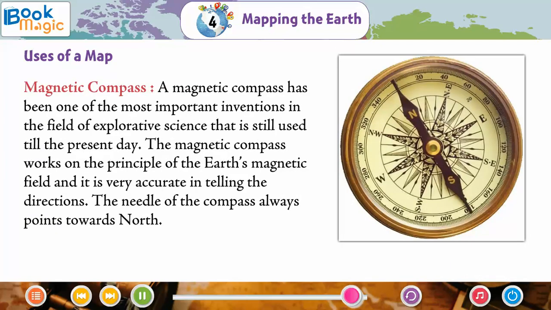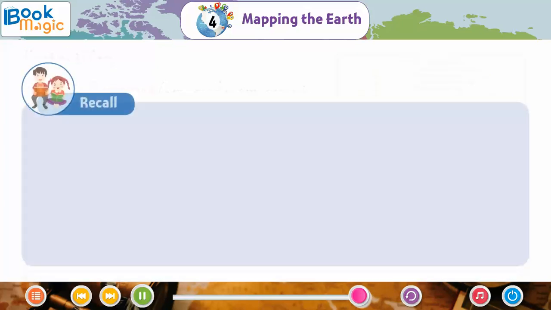Magnetic compass. A magnetic compass has been one of the most important inventions in the field of explorative science that is still used till the present day. The magnetic compass works on the principle of the Earth's magnetic field and it is very accurate in telling the directions. The needle of the compass always points towards north.